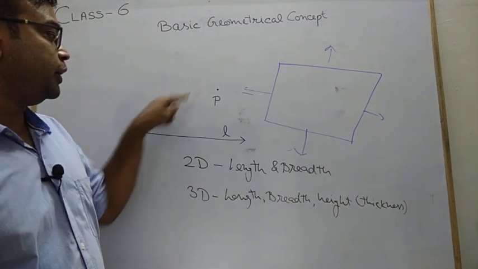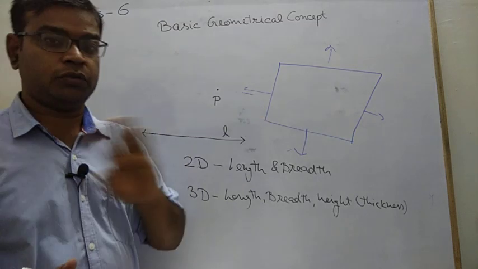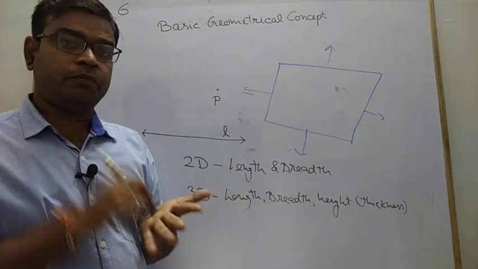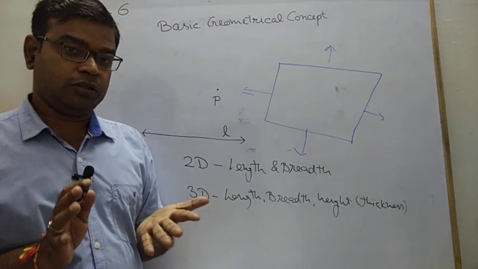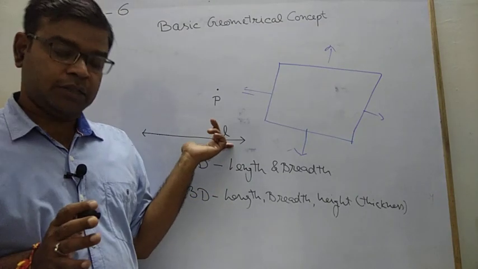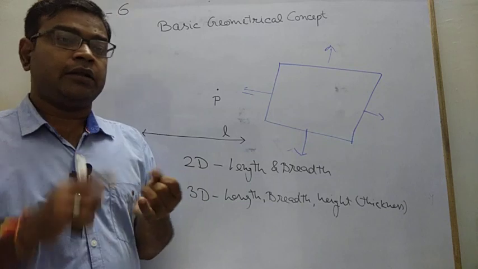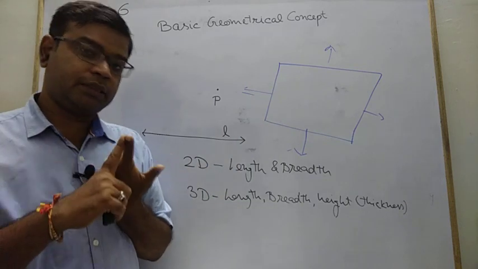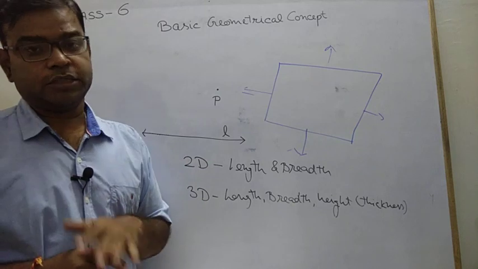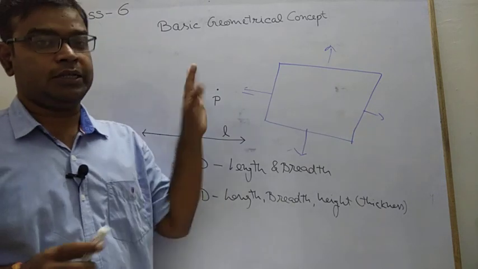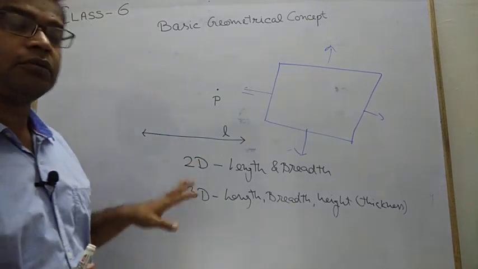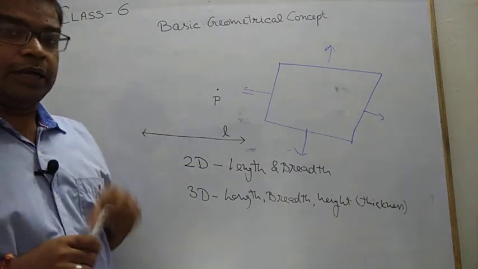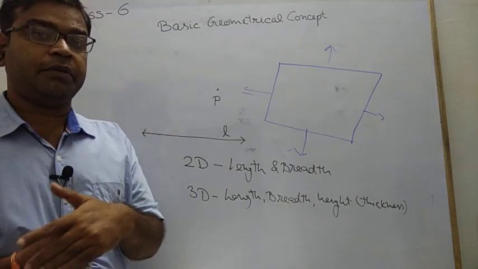So in point, line and plane, there is no thickness. In a point, there is neither length nor breadth, and thickness is also not there. In a line, only length is there, neither breadth nor thickness. In a plane, length is there, breadth is there, but thickness is not there. It can extend on any side. So these are the concepts of points, lines and planes, and this is the introductory part of geometry.